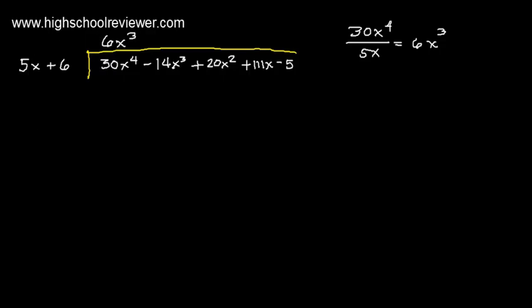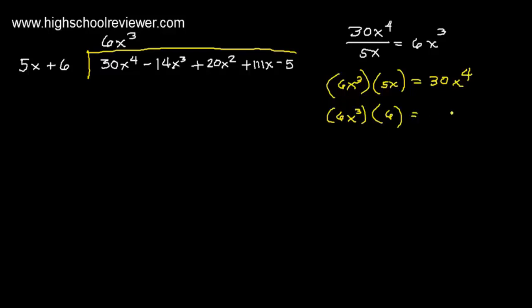Multiplying, we will have 6x cubed, multiply this by 5x. This will be equal to 30x raised to the power of 4. And then multiply 6x cubed to positive 6. This will be 6x cubed multiplied by positive 6. So 6 multiplied by 6 is 36x cubed.